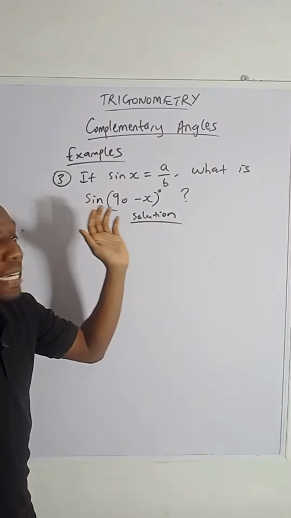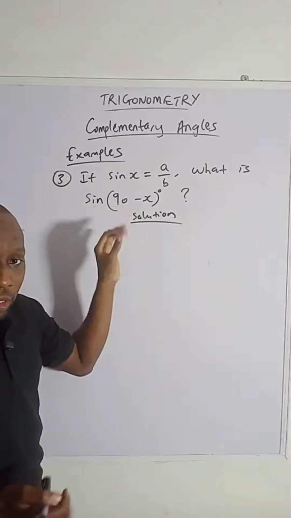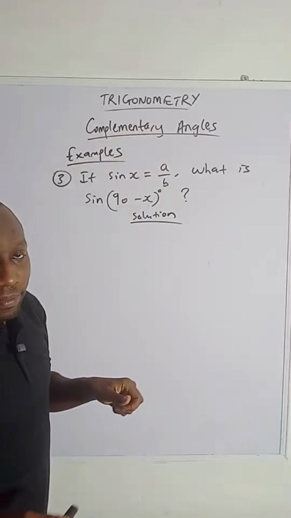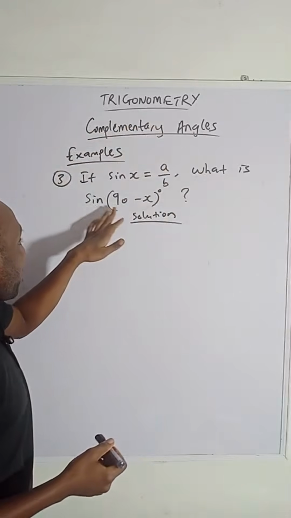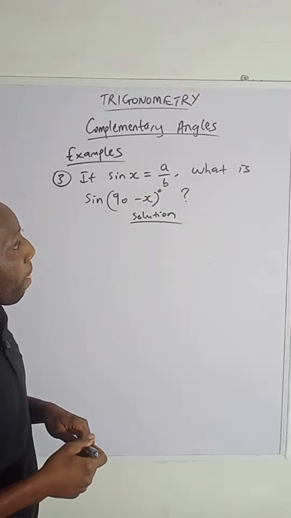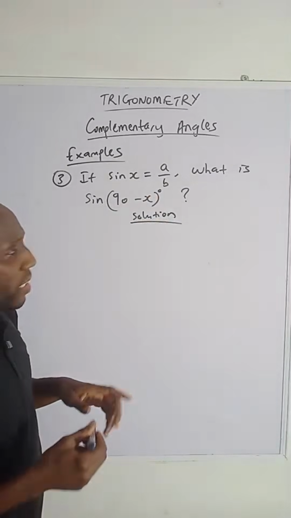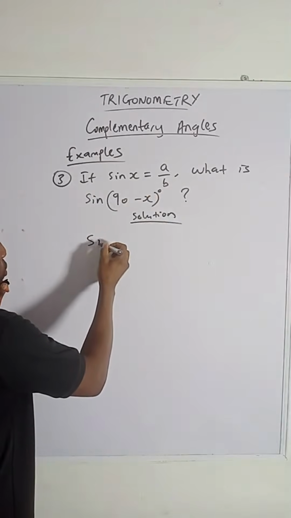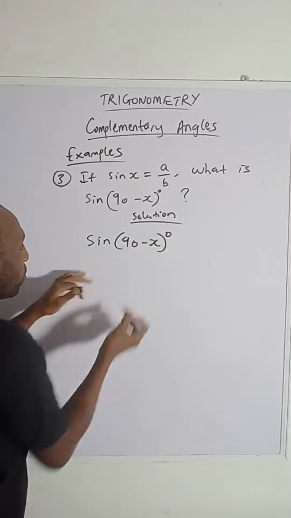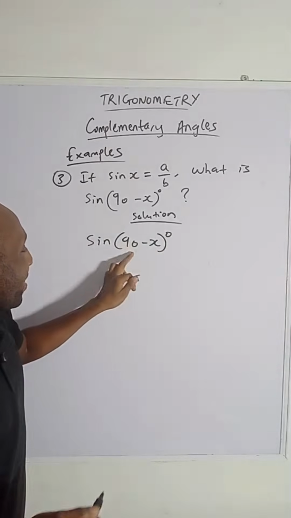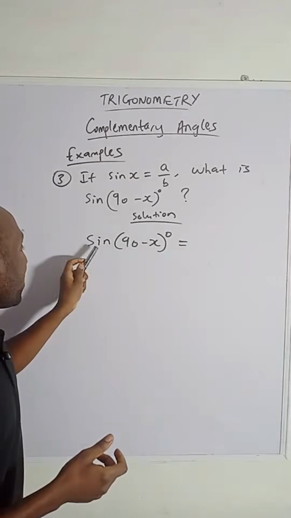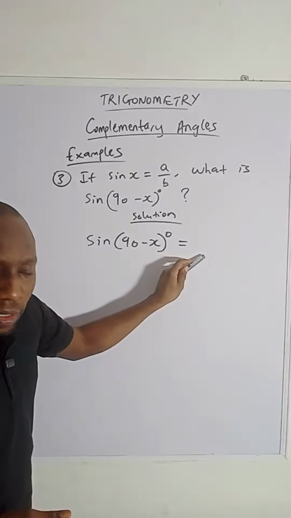Okay, let's do this together. All right. Sine x is equal to a over b. And then say what is sine of 90 minus x degrees? Okay. How do we do this? I don't know. Does anybody know what this is equal to? See, there are 2 ways you can actually do this. Does this ring a bell? Sine 90 minus x is also equal to what? Who can tell me?